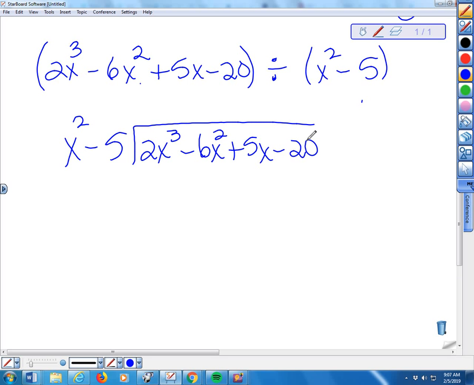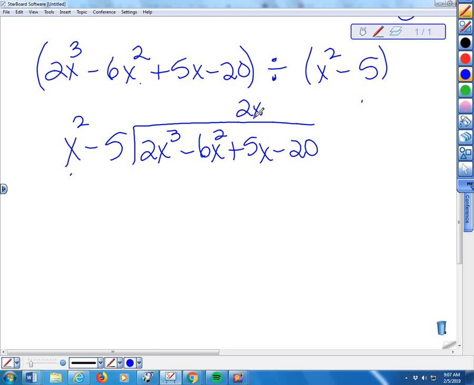Just don't get overwhelmed. We're just going to take it one step at a time. You're only going to focus on the first term, x squared. You're going to ask yourself, how many times does it go into 2x cubed? X squared times what is 2x cubed? 2x. So I'm going to write 2x over here, because it's just over the x term.